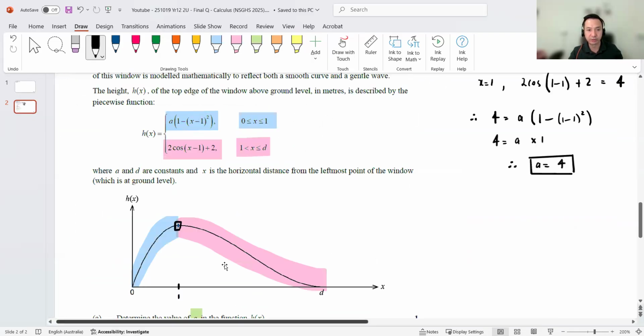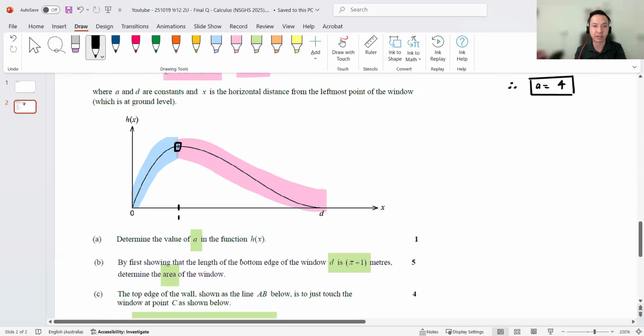A is 4. Now, the tricky part here is that I'm going to find D. D is really easy to find, right? To find D, I just basically sub in y equals 0 at that point there, and then find D, where x equals D. Yeah, I can do that.